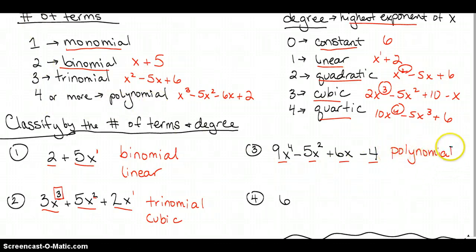And then we need to look at the highest exponent of x. We have a 4, we have a 2, and we have a 1. The highest is a 4. If the highest degree is 4, it's a quartic. So that's what we write.